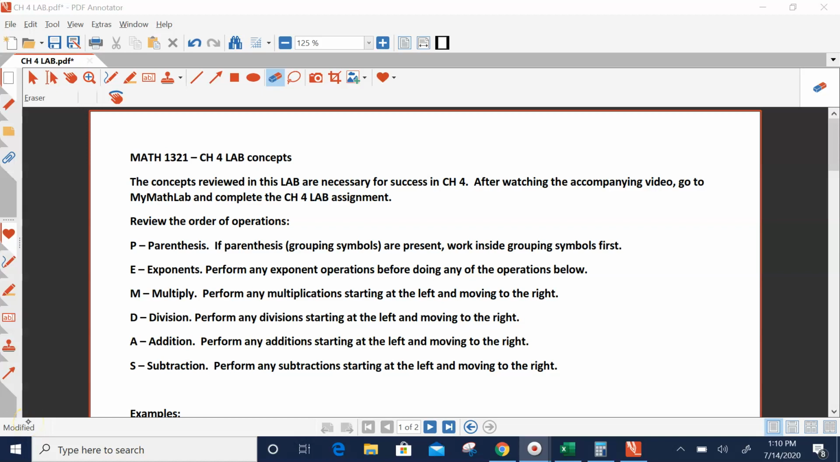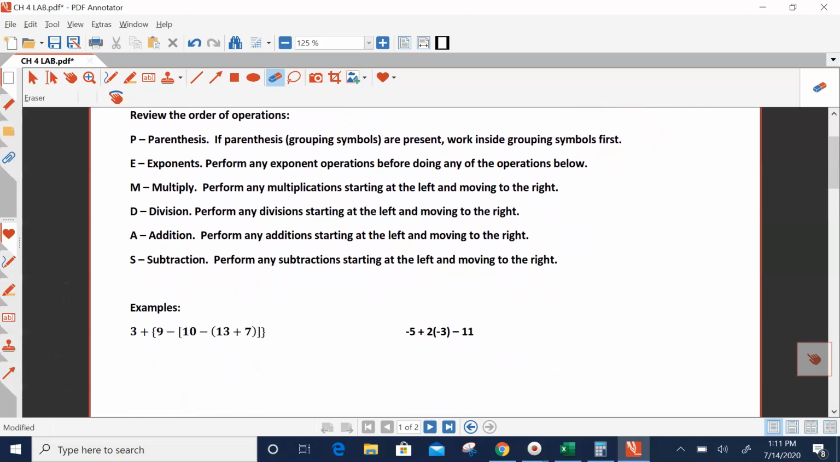In this video, we're going to review the concepts necessary for success in Chapter 4. So this is our Chapter 4 lab material. After you watch this video, you should be good to go to complete the Chapter 4 lab assignment in my math lab. So the first thing we're going to review is the order of operations.